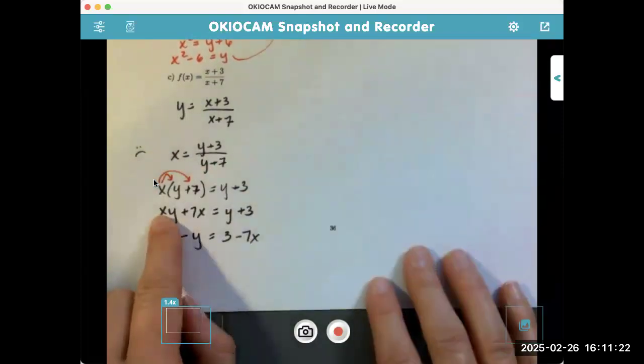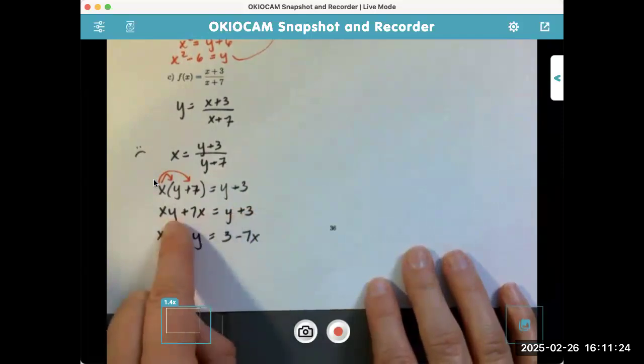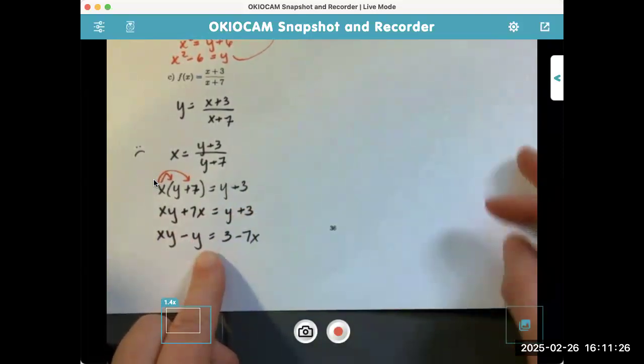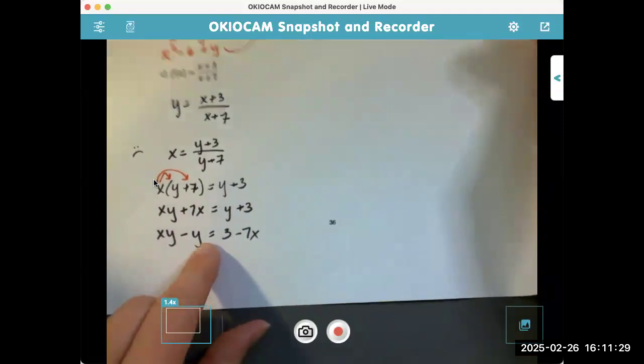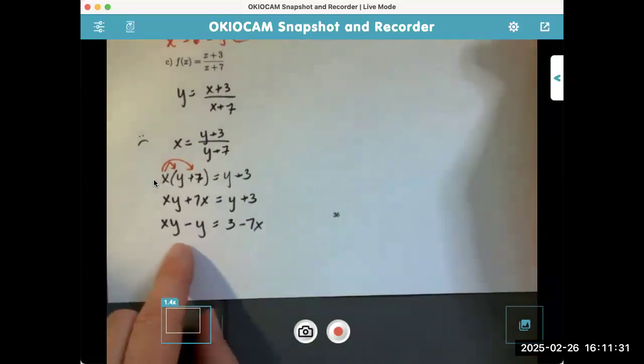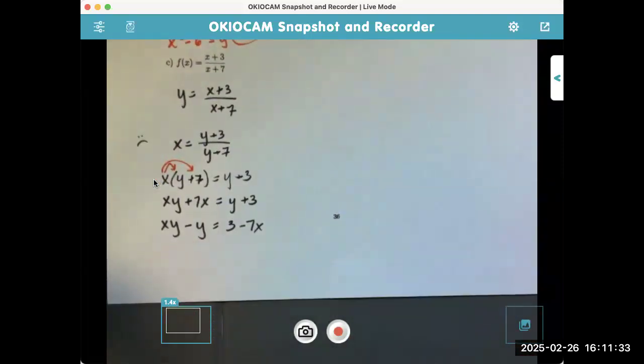Let's get all the y's on the same side and kick everything else to the other. Really doesn't matter if you move the y's to the right side or the left side. I just moved them to the left. I felt like it, I guess. Okay, they're on one side. Woohoo, what do we do with that?